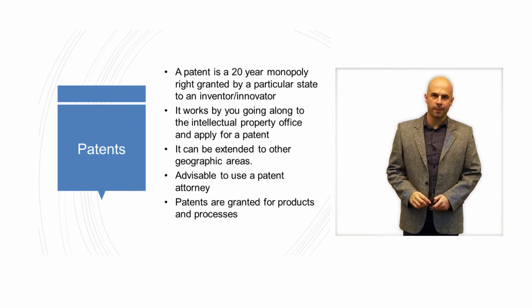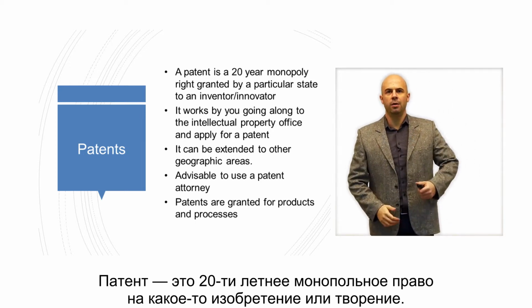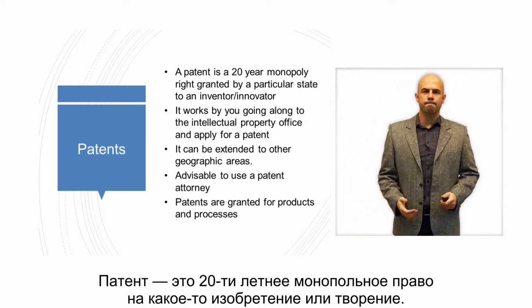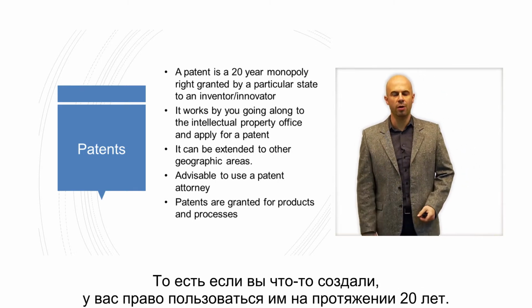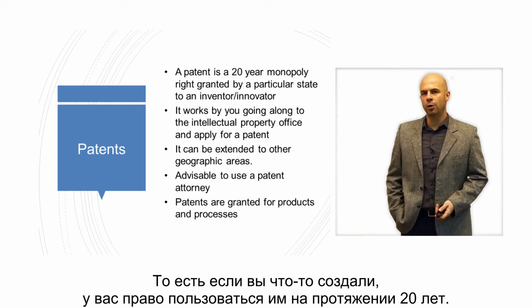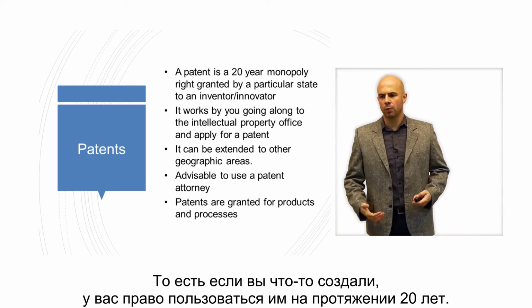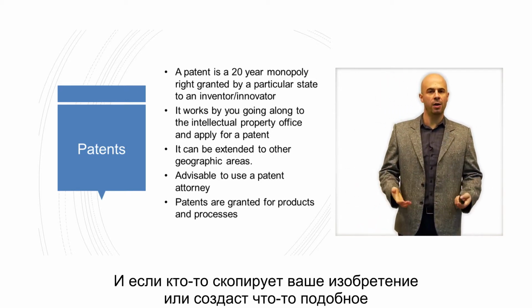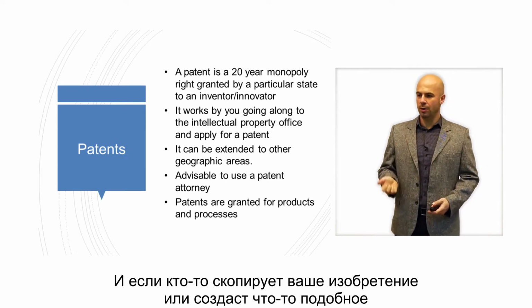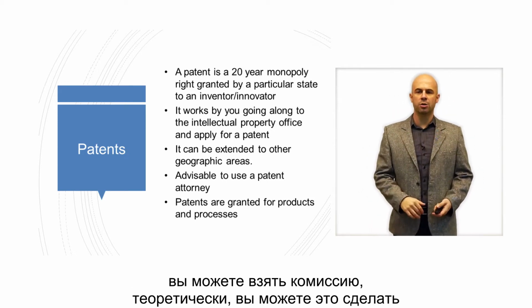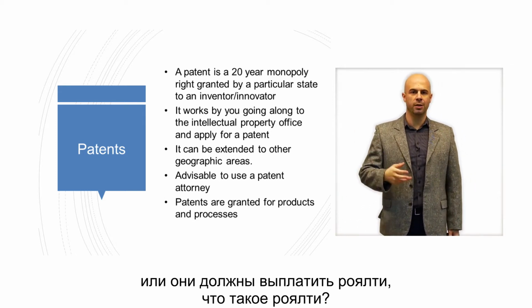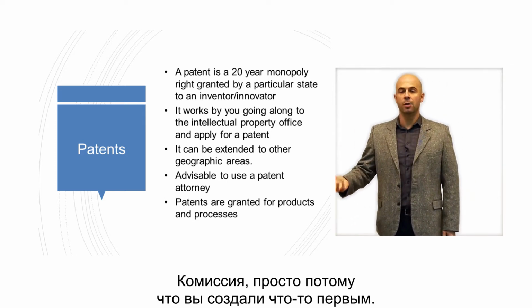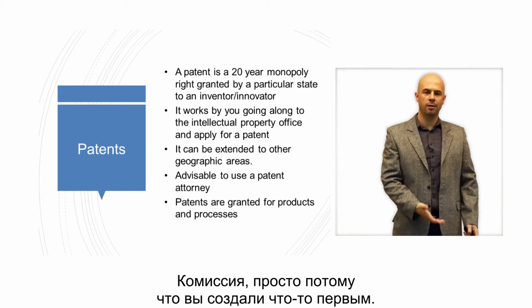What is a patent? A patent is a 20-year monopoly that is granted for some innovation, some creation. So if you create something, you can have a 20-year right to use it. And if anyone else copies it or does something similar, well, you can charge them a fee. Potentially you can. Or they need to pay you royalties. What are royalties? A commission, basically, because you created it first.